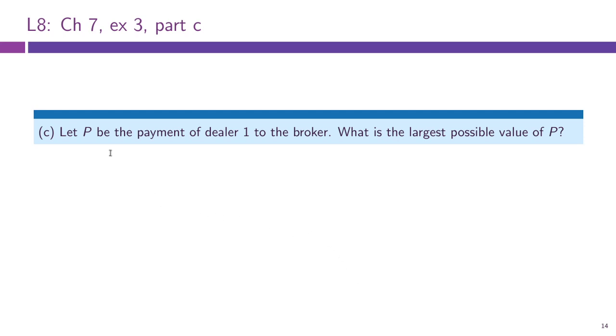So part C asks us, what if there is a payment of dealer 1 to the broker, P? Although I guess there are two more parts to this problem, maybe 8 minutes. So let P be the payment of dealer 1 to the broker. What's the largest possible value of P?